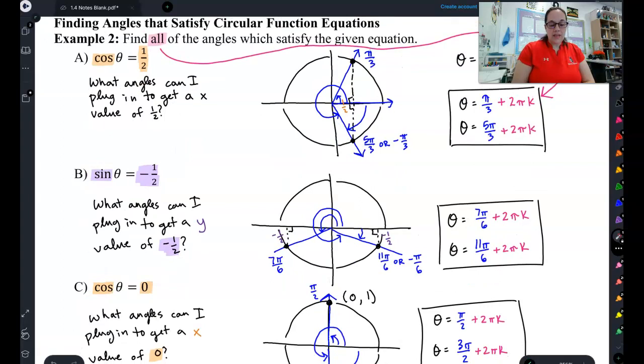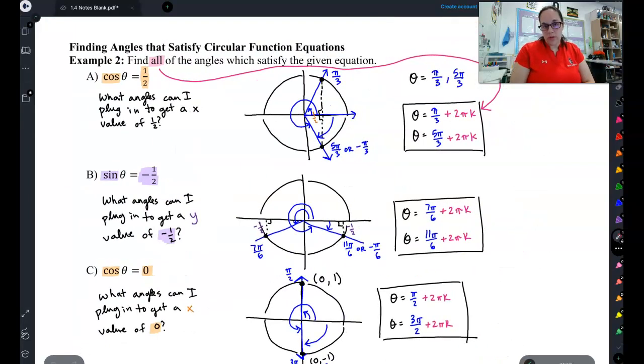So that is how we go backwards on equations. We're finding angles to give us points instead of plugging in angles to find the points. In the next video, we'll do the same thing, but we're going to expand it to more than just sine and cosine. We're going to start to look at tangent and secant and all those other ones.